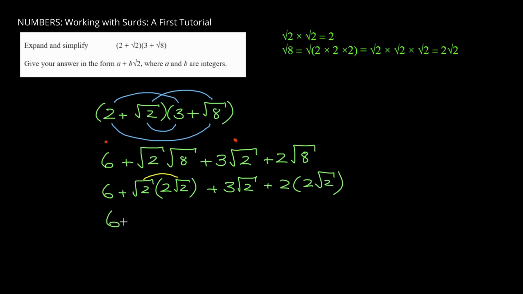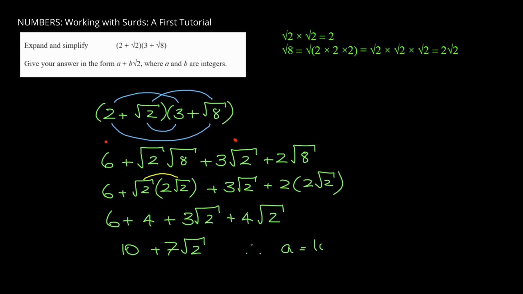So this simplifies to 6 plus 4 plus 3 root 2 we can do nothing about because, as I said before, it's part of the answer. What about this one? Well, this won't partner up, but 2 times 2 is 4, so this is plus 4 root 2. These will happily add together, and so will these. This is like 3x plus 4x, 7x. So this becomes 10 plus 7 root 2. Therefore, you can say that a is equal to 10 and b is equal to 7. And that is your answer.